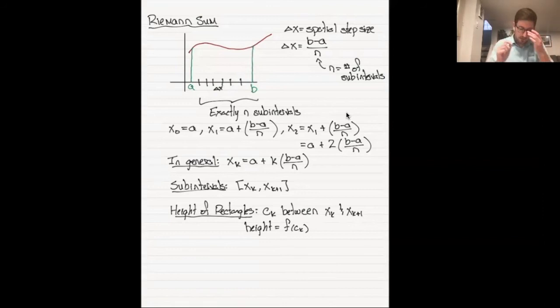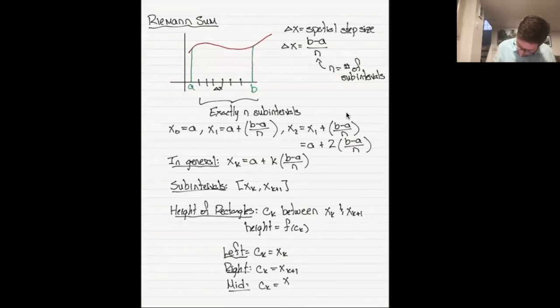Now, let me give you an example. If c_k is equal to x_k, then I get my left rule that I talked about. And if c_k is equal to x_{k+1}, then I get my right rule. Or I could have my mid rule, where c_k is equal to the halfway point between these two. So I add them up and I divide by 2.